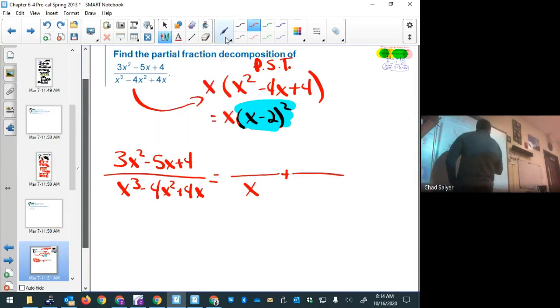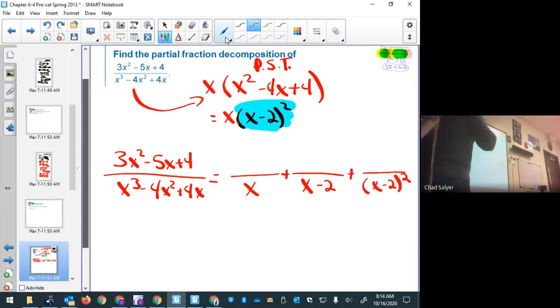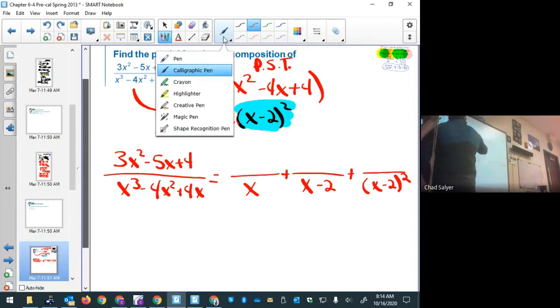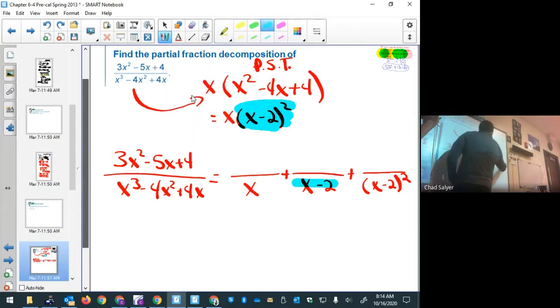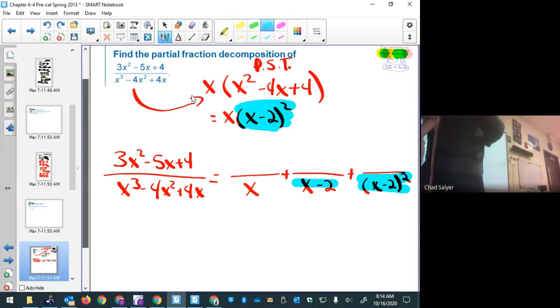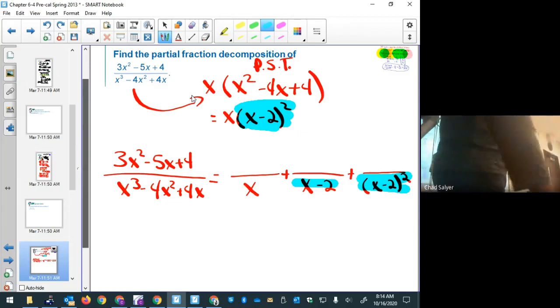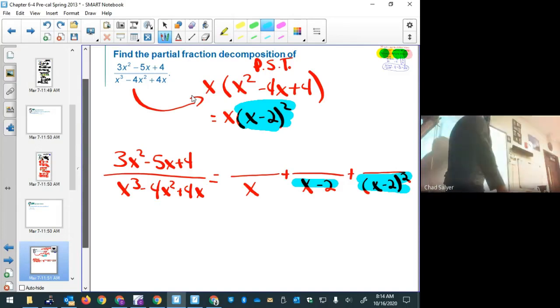But then I need to say x minus 2 and then x minus 2 squared. So when you have a repeated factor, the little bit of weirdness that comes in is I need a term for each power of that. So it's to the second power as the highest power. So I need 1 and then 2. If it were cubed, I'd need 1 and then 2 and then 3. So that's kind of a weird situation.